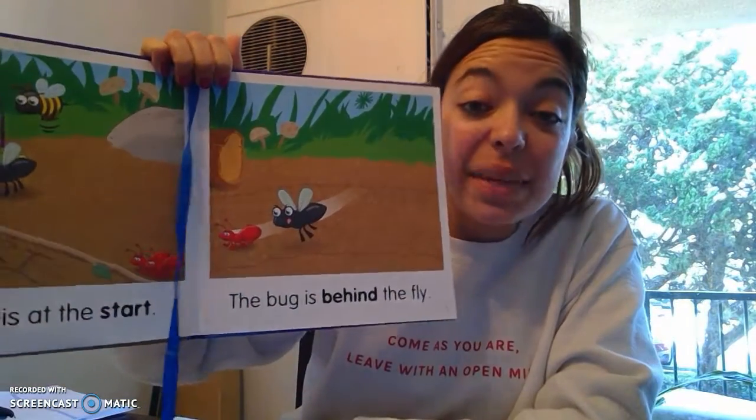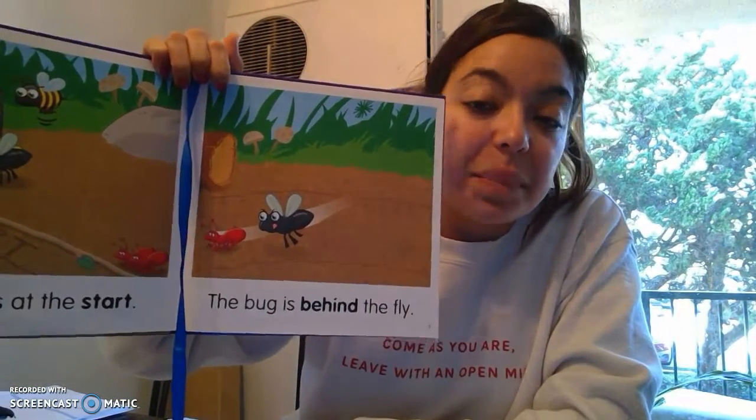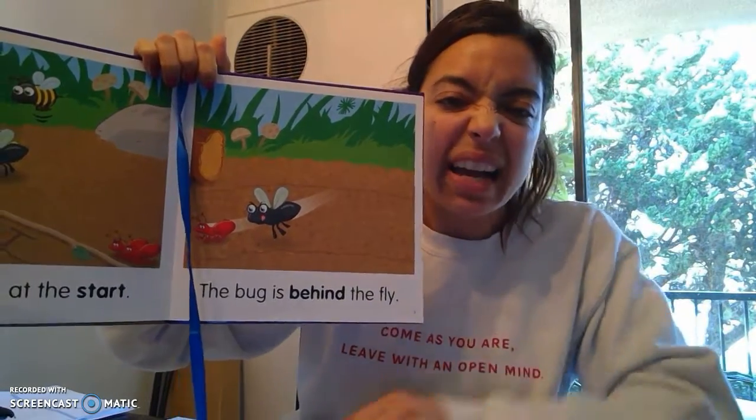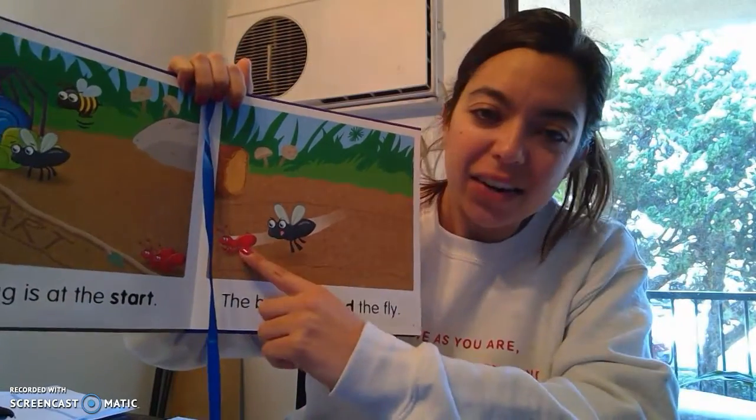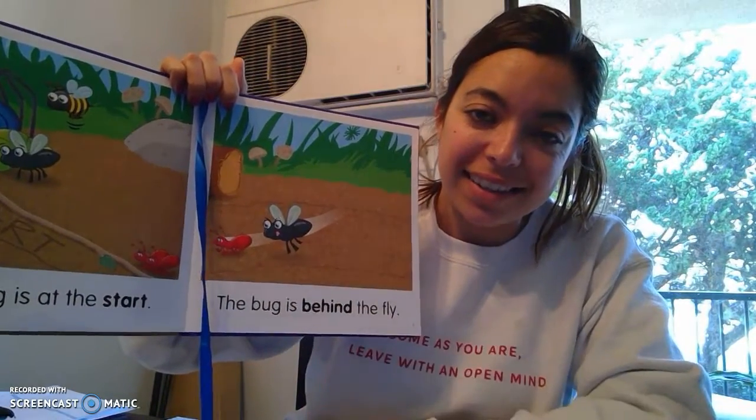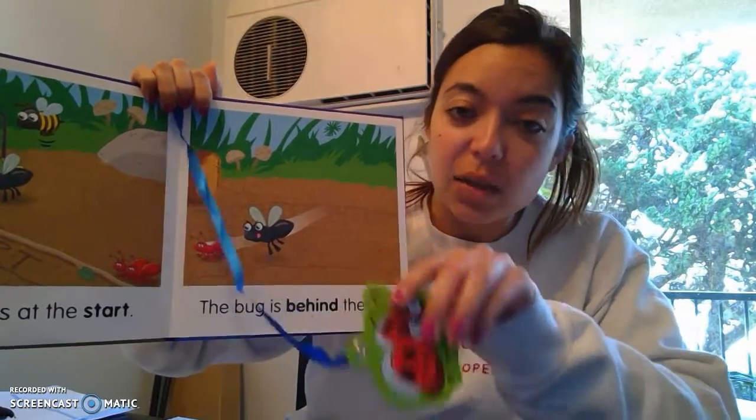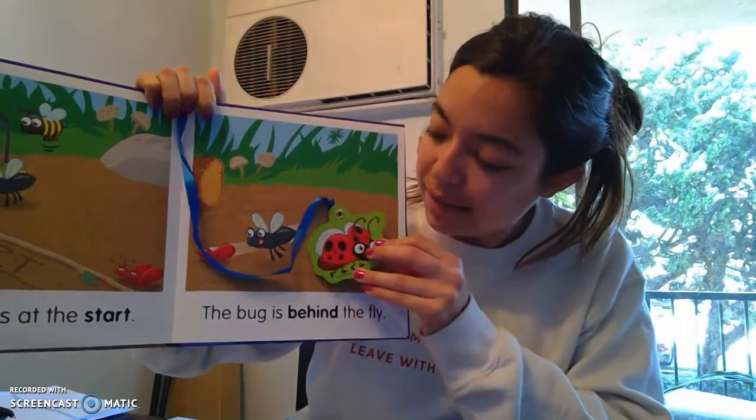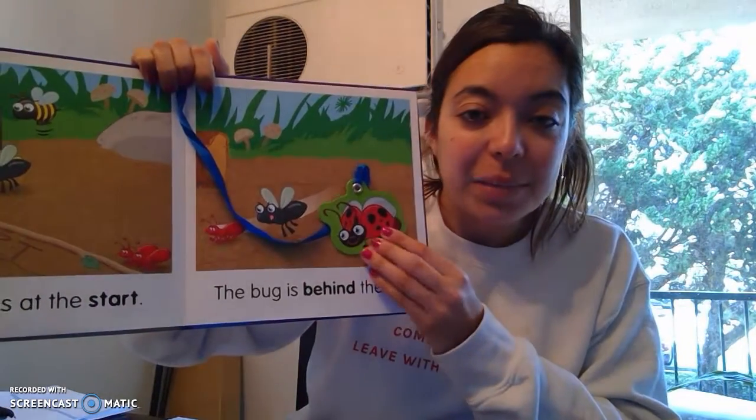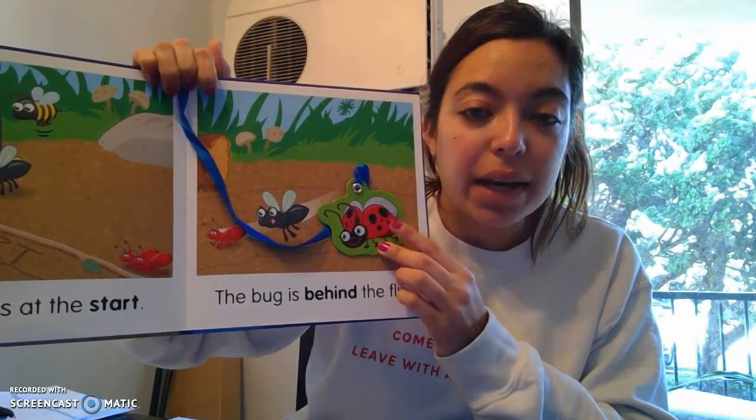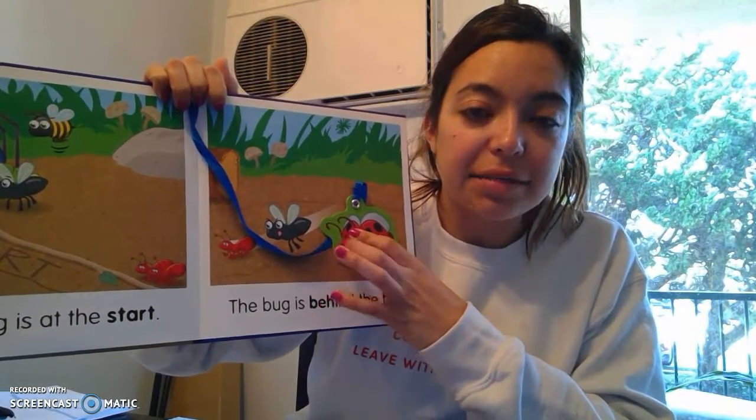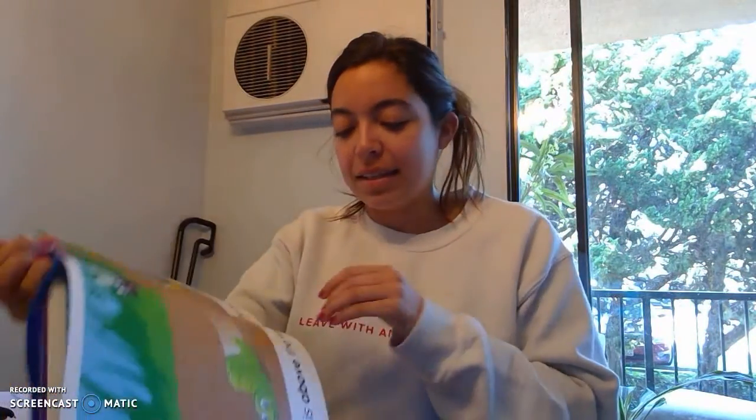The bug is behind the fly. Behind. Where's behind? Is it here or here? Good job, it's right here. So let's put the ladybug behind. Behind. The bug is behind the fly. Behind. Let's see where the ladybug's gonna go next.